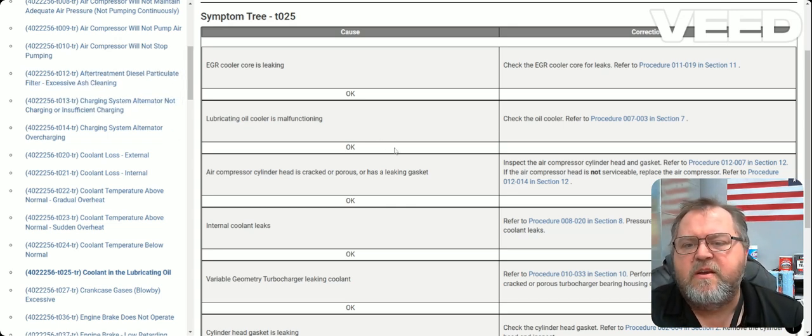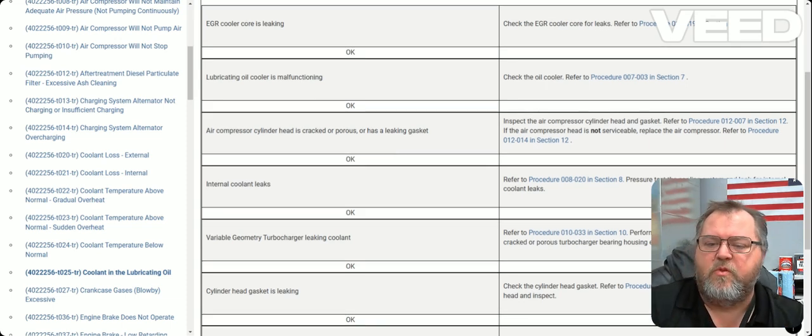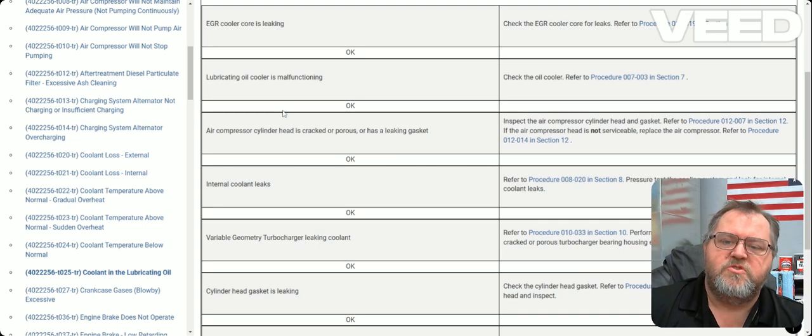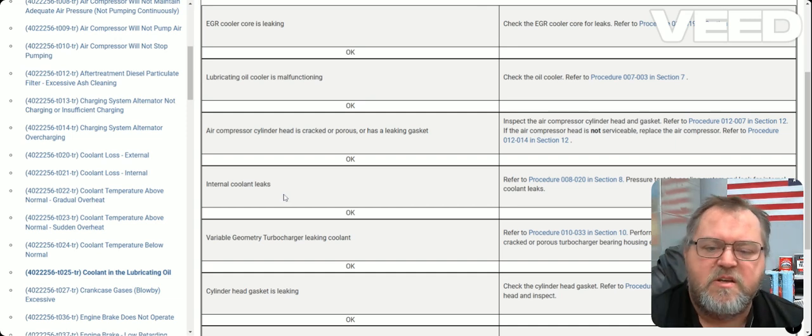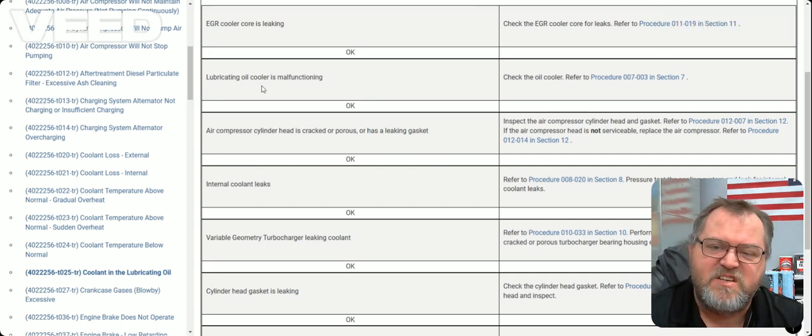So again, this is your screenshot right here. This is what you would want to look for: EGR coolers, oil coolers, air compressors, internal leaks like O-rings in the sleeve, stuff like that. I can't be more specific. I can't really do much more for you guys than this, but I hope that helps a little bit to explain how the process would work if you had cross-contaminated oil and coolant.